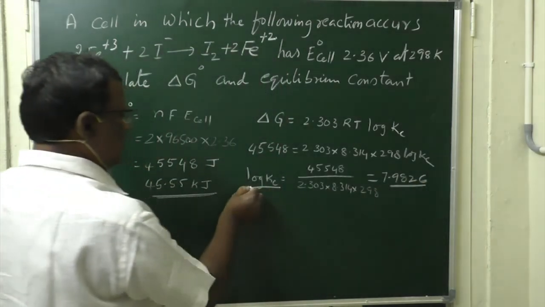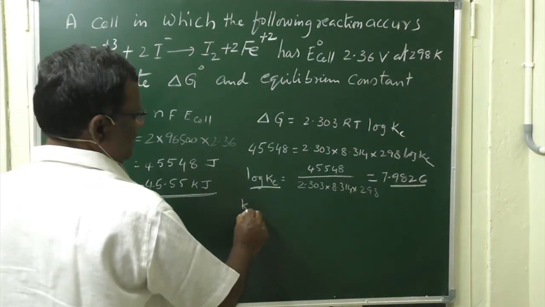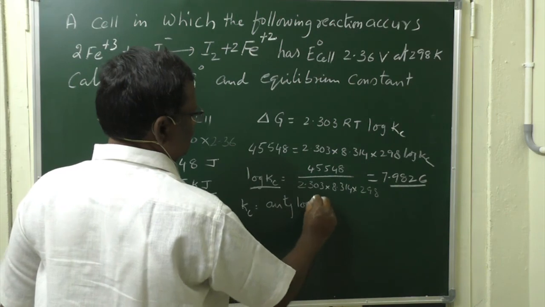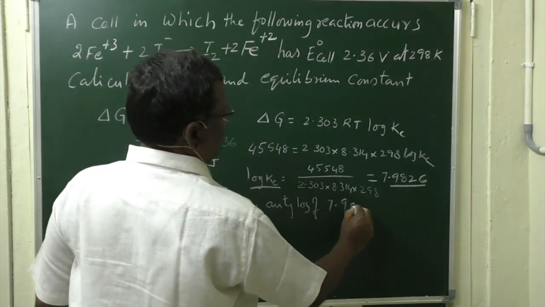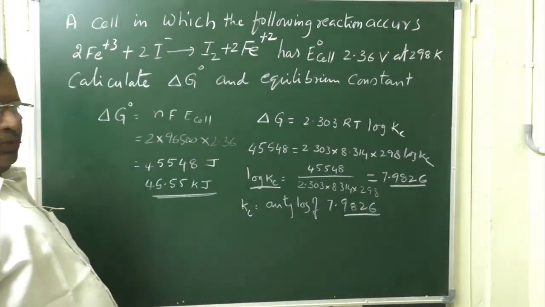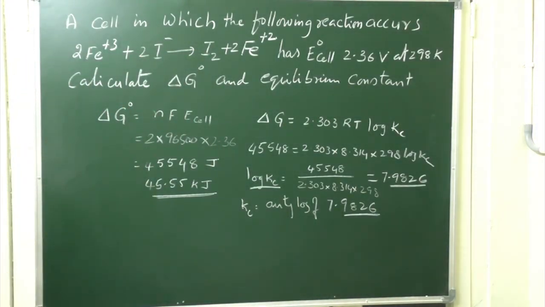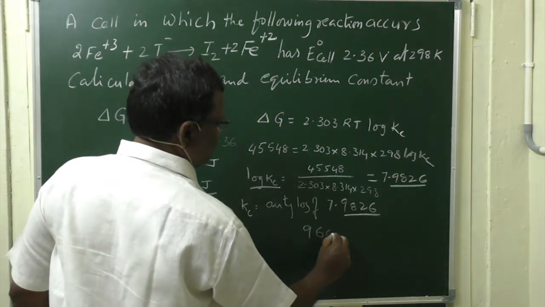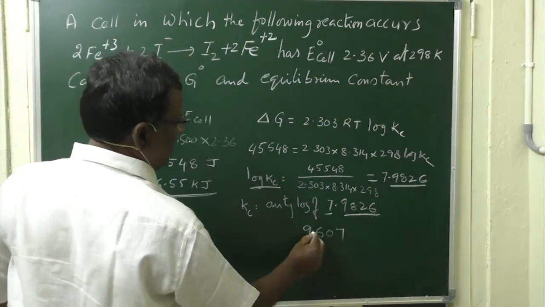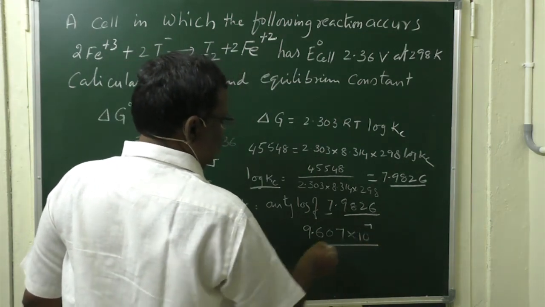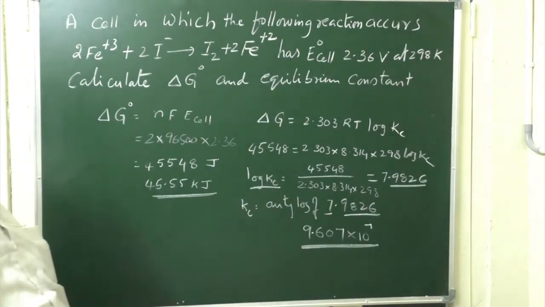This is log Kc, but we want Kc. Therefore Kc is equal to the antilog of 7.9826. In the antilog tables, if you observe the 0.9826 value, it is found to be 9607. The characteristic is 7, so 9.607 into 10 to the power 7. This is the value of the equilibrium constant.